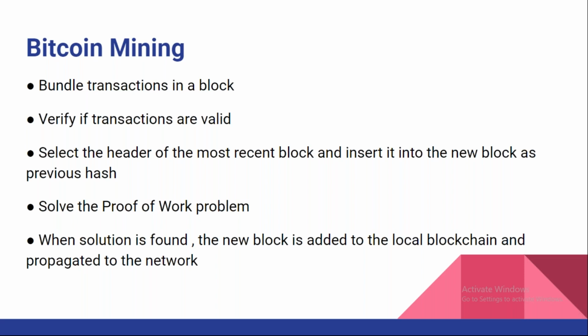All the people will check whether the transactions are valid or not. Before adding, it will be checked by all the miners. If 51% of the miners accept, that block will be valid. If not, that block will not be added to the main network. So this is the way Bitcoin mining happens.